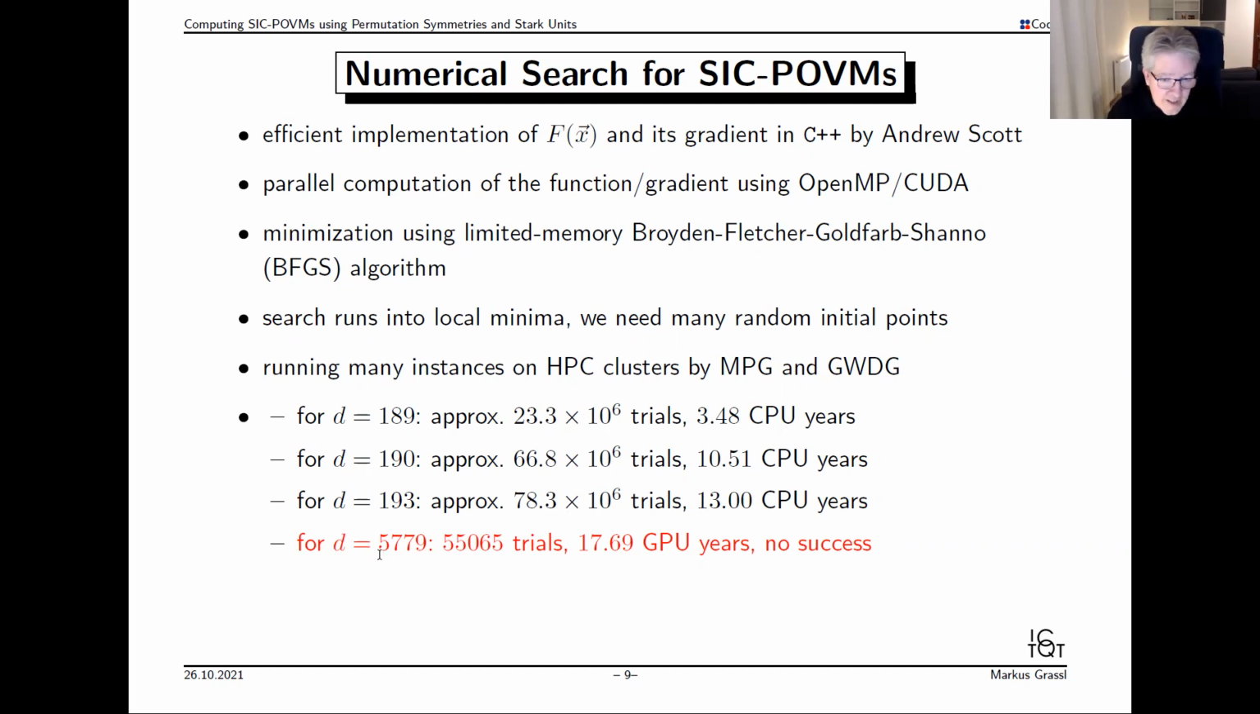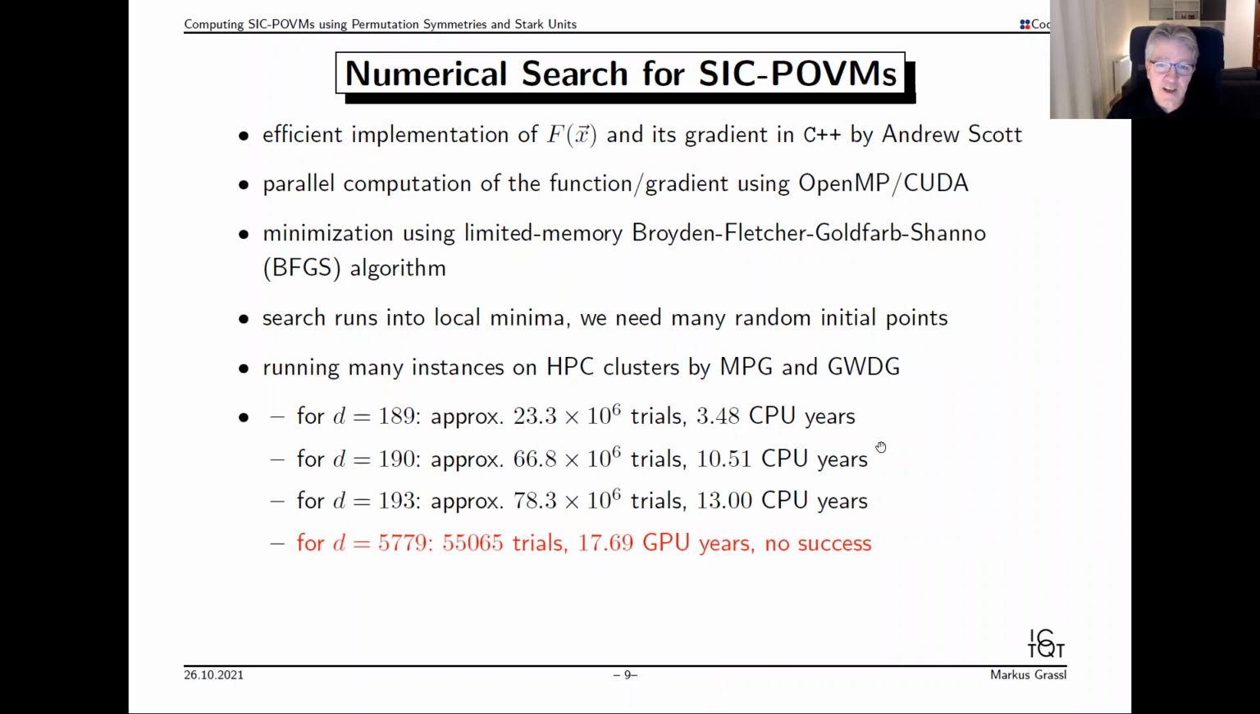There was also the attempt to go for dimension 5779. Why that dimension? We will see later a little bit. But since we have a complexity that is cubic in the dimension, we could only run something like 55,000 trials in a bit more than 17 years of GPU time, now using my kind of naive implementation to make use of the graphical processing unit, but we were not lucky to find any solution.